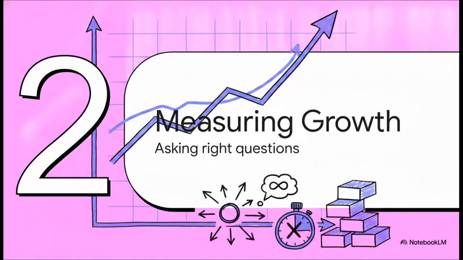Moving on to section 2, measuring growth, not seconds. It's all about asking the right questions. The fundamental question of Big O isn't how fast does this code run right now? It's actually how exactly does the number of operations grow as the input size grows toward infinity?